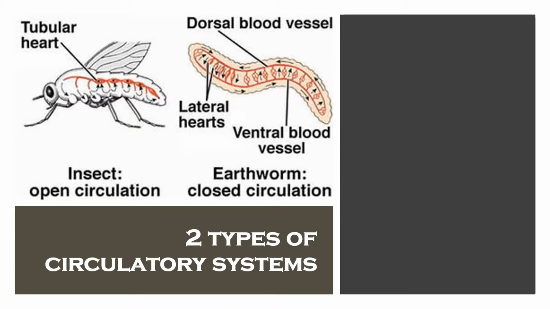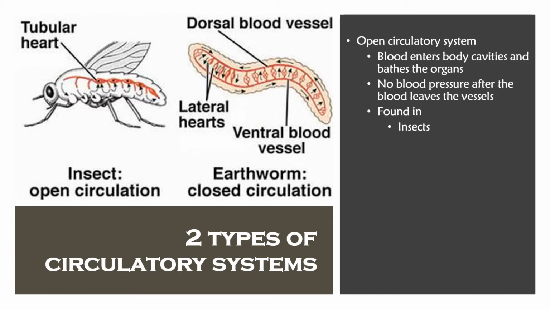So just a quick overview, there are two types of circulatory systems. In the open circulatory system, blood leaves vessels and then enters the body cavity, bathing the organs that are inside. However, there is no blood pressure once the blood leaves the vessels. This type of circulatory system is found in insects.